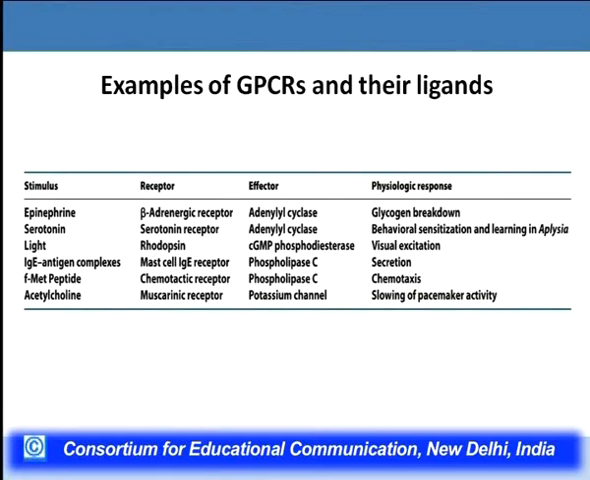For example, the topmost example, if we take, the ligand is epinephrine, which binds to the beta adrenergic receptor, which is a G protein coupled receptor. This activates adenylyl cyclase, which will lead to production of cAMP, and the end result of this particular ligand binding to the receptor would be breaking down of glycogen. And there are a number of effects which can be produced because of a large variety of ligands which can bind to a large variety of GPCRs.